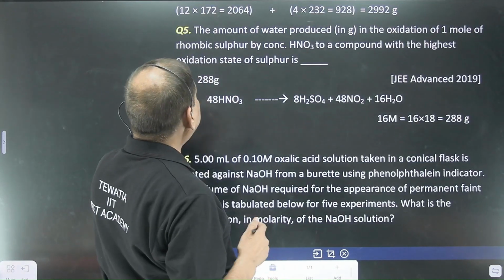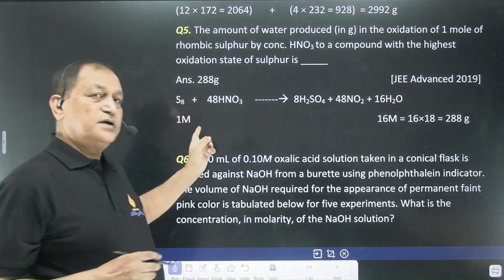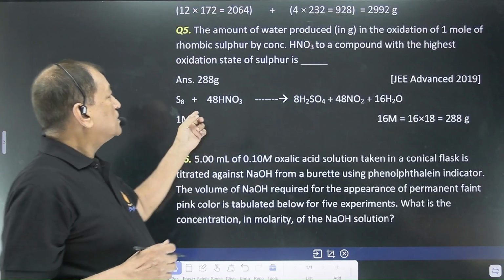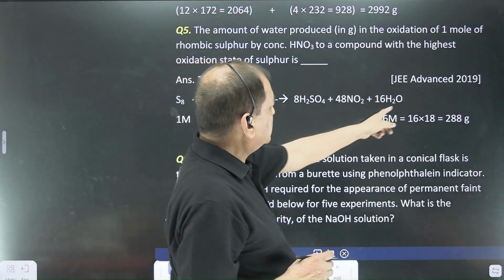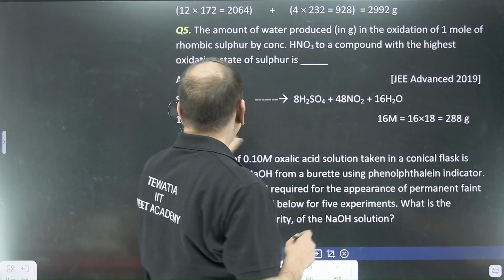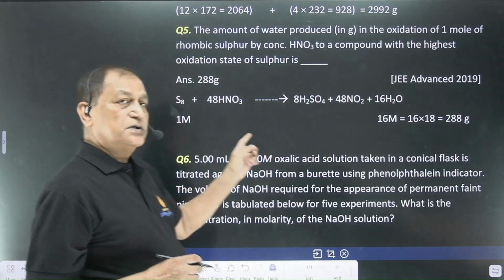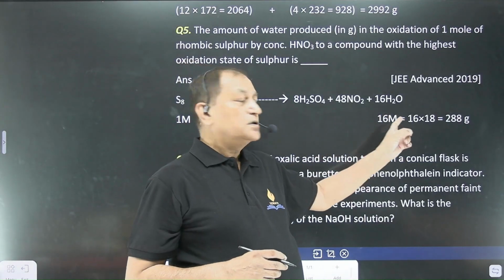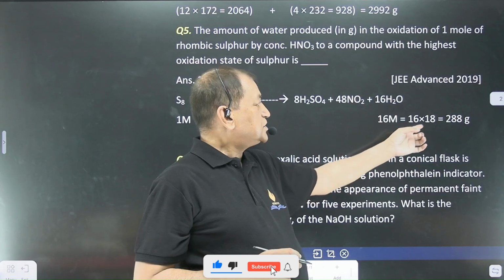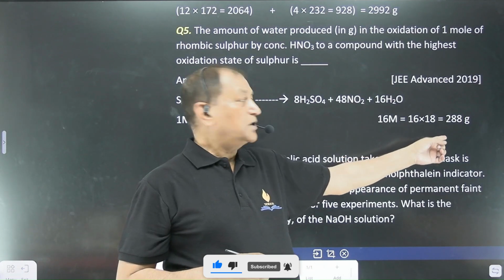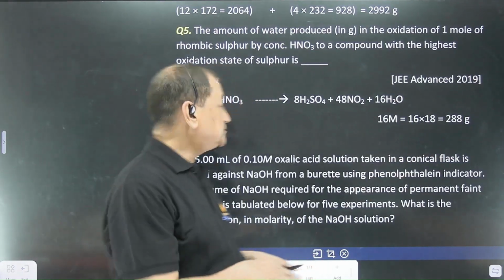So rhombic sulfur is this, S8, treated with HNO3. This is the balanced reaction I have written. And this water, 1 mole of sulfur gives 16 mole of water. So simply the weight of water is asked. So 16 mole of water is 16 into the molecular weight of water, 288 grams.